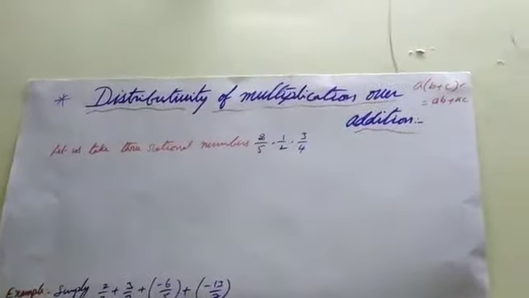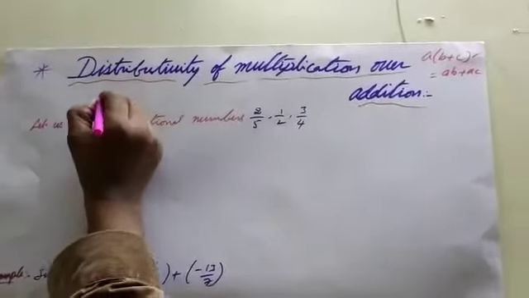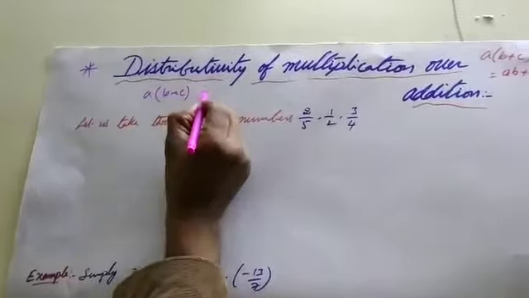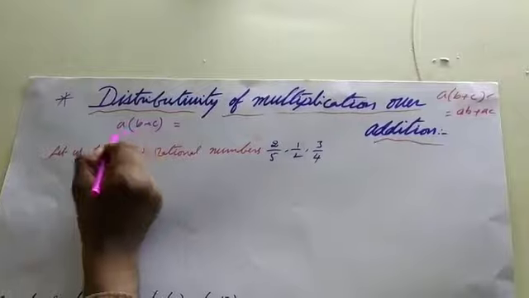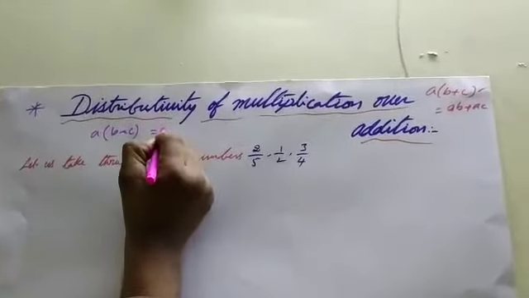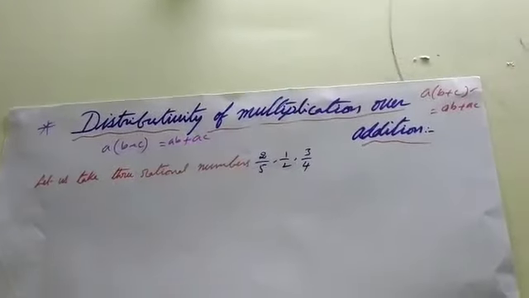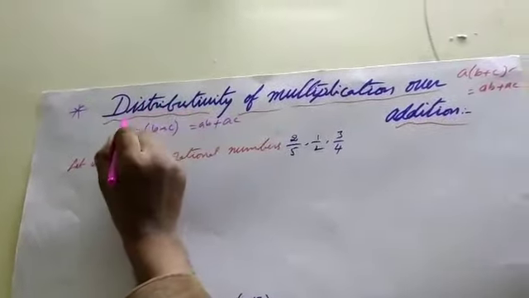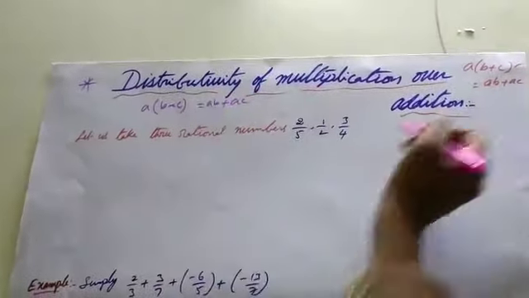See, a into (b plus c) is equal to a into b plus a into c. Here a is a monomial and b plus c is a binomial. Monomial into binomial is equal to a into b, ab, plus a into c, ac. This is the distributive property of multiplication over addition.